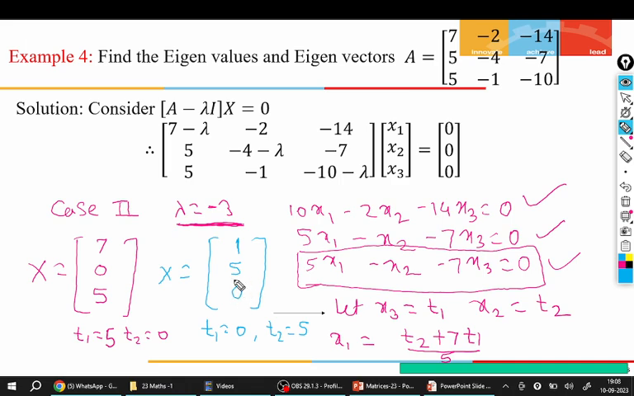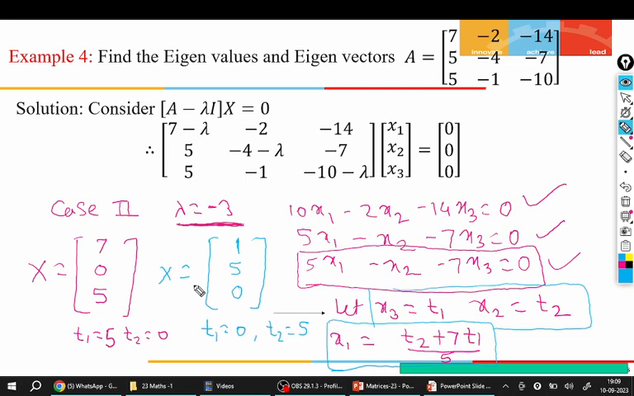Now the question may come to your mind, why are we putting one as 0 and the other as non-zero? Because there is one important property of eigenvectors, that eigenvectors are linearly independent. Whenever we get a solution in terms of two parameters t1 and t2, in such a case we have to replace one with 0 and the other with a non-zero value, like t1 5, t2 0, and t1 0, t2 5. In that way, whatever vectors we get, they are linearly independent vectors.